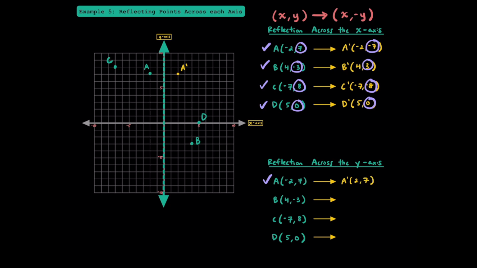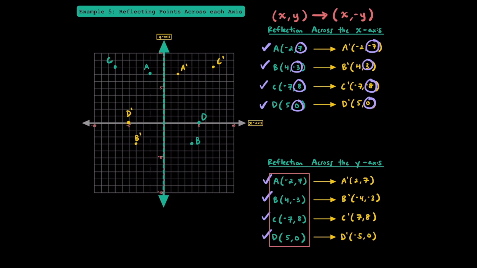What about point B? Well, point B is 4 units to the right of the y-axis, so its reflection must be 4 units to the left of the y-axis. Reflected across the y-axis, B prime is going to be located here in quadrant 3. Its ordered pair is going to be negative 4, negative 3. Now pause the video and see if you can find the reflections of C and D across the y-axis. Since point C was 7 units to the left of the y-axis, C prime is going to be 7 units to the right of the y-axis here in quadrant 1. And since point D is 5 units to the right of the y-axis, point D prime is going to be 5 units to the left of the y-axis. The ordered pair for point D prime is going to be negative 5, 0.